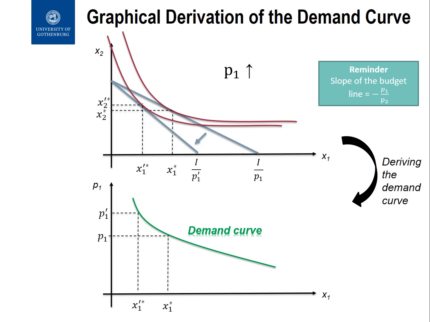At low levels of x1, the consumer is willing to pay a lot to acquire more of good 1. But at higher levels of x1, the consumer is willing to give up less money to acquire a little more of good 1. So we can interpret the demand curve as the maximum price that a consumer is willing to pay for a certain amount of good 1. Note that we can do exactly the same for good 2, so each good is associated to a specific demand curve of the consumer.